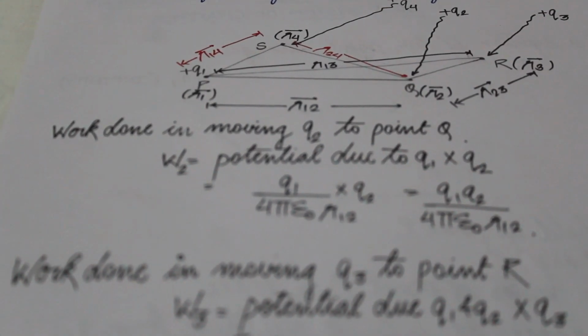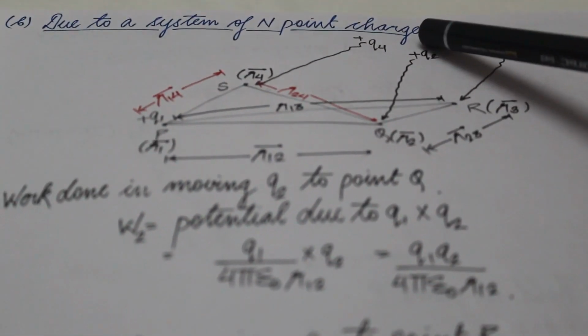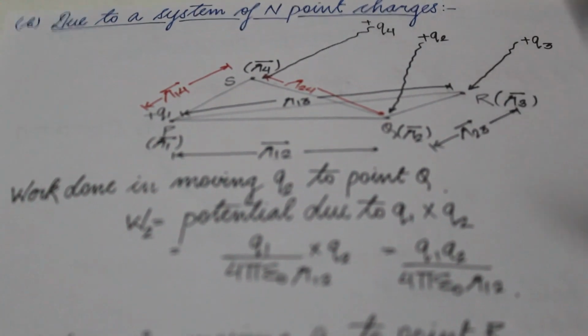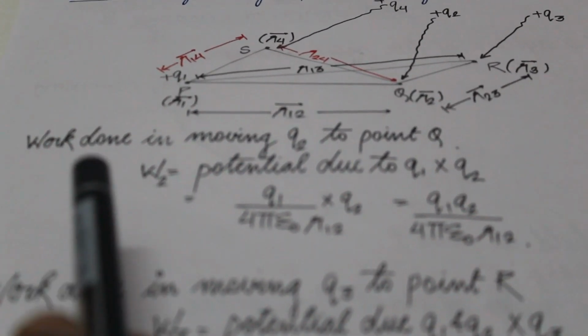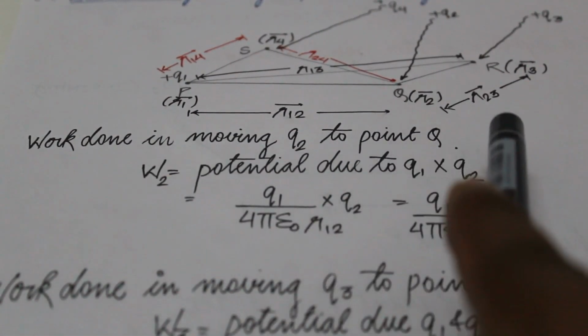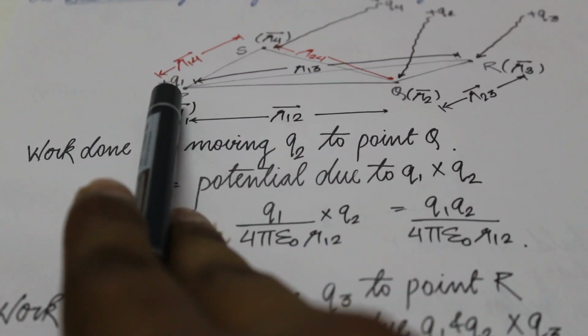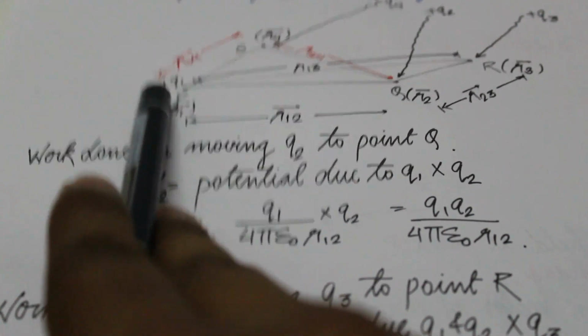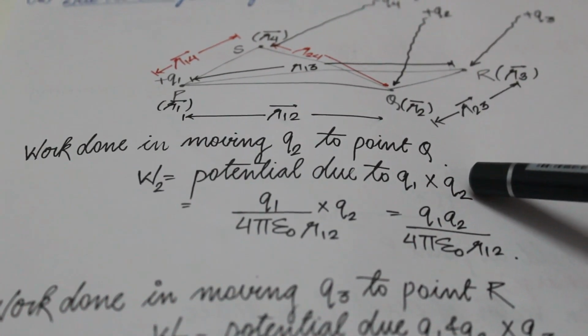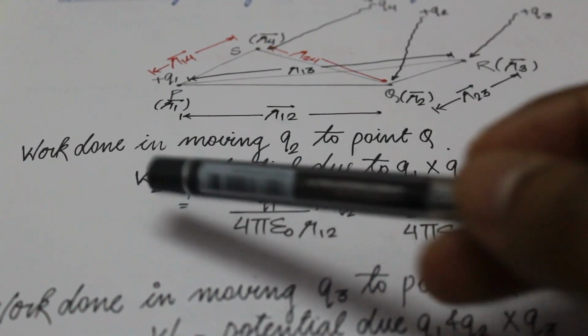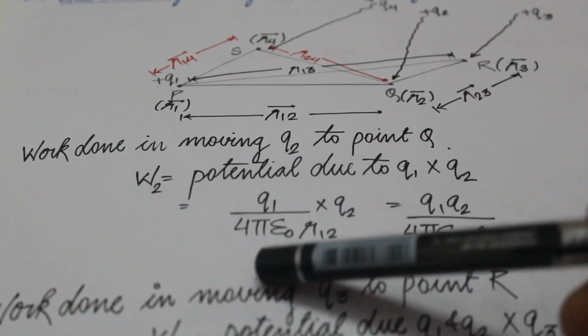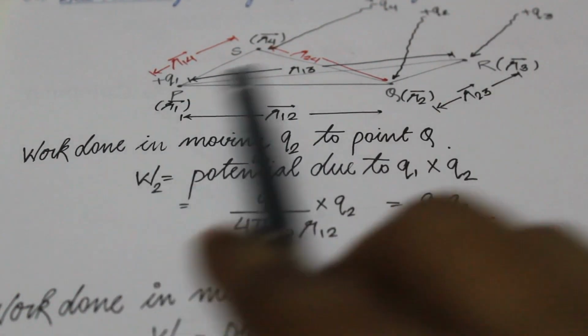So the total work done will be equal to the sum of work done moving charges Q2, Q3 and Q4. So first we'll find out work done moving Q2 to point Q. The work done will be potential due to Q1. Here the potential is produced due to charge plus Q1 into the charge which is being transferred, that is Q2. So the work done will be Q1 Q2 upon 4 pi epsilon naught R12, where the distance is R12.